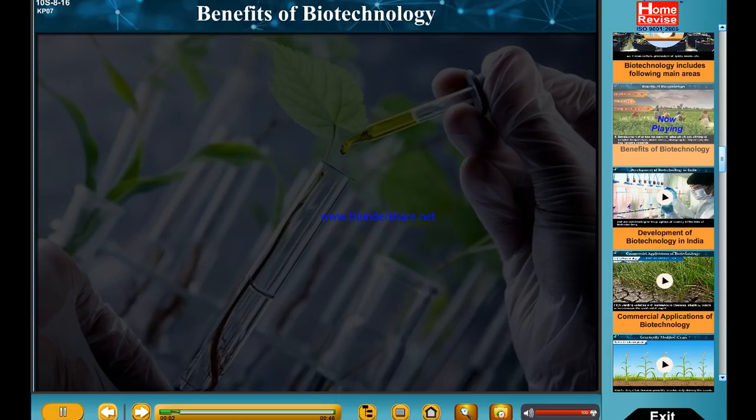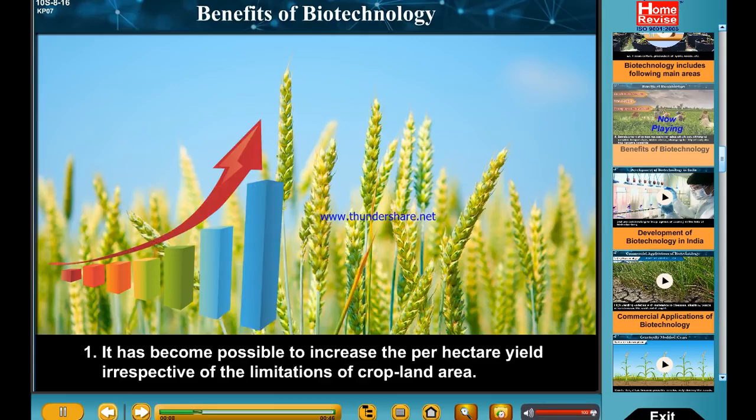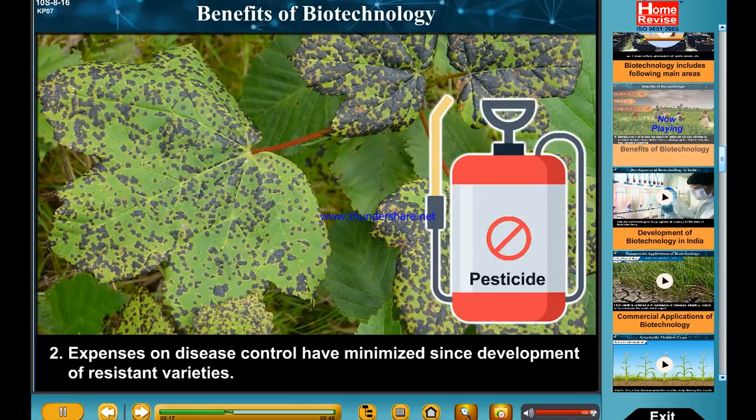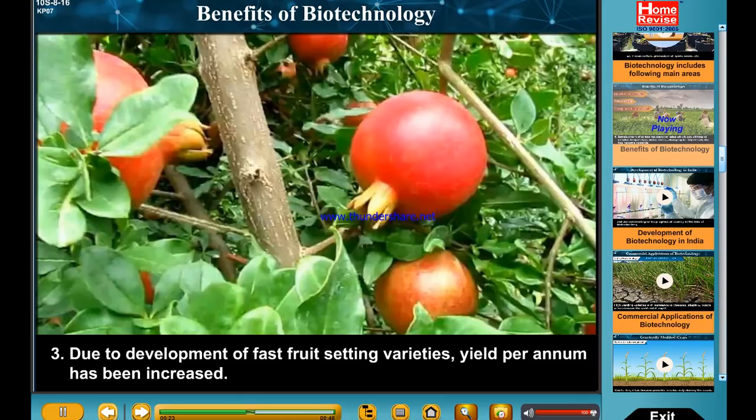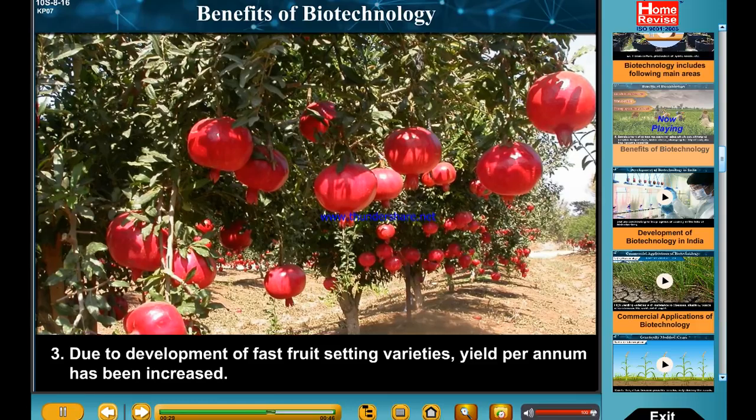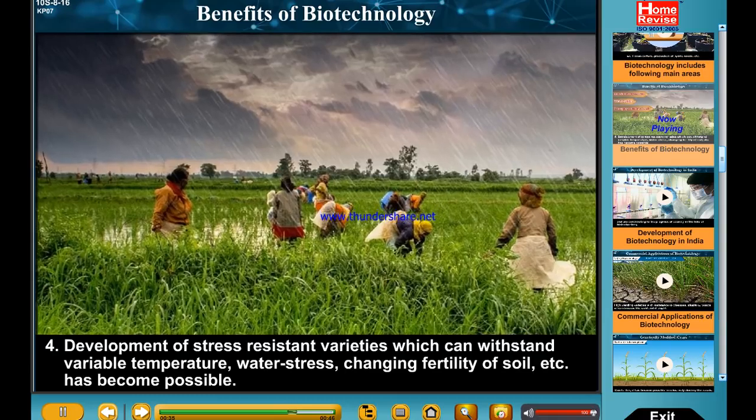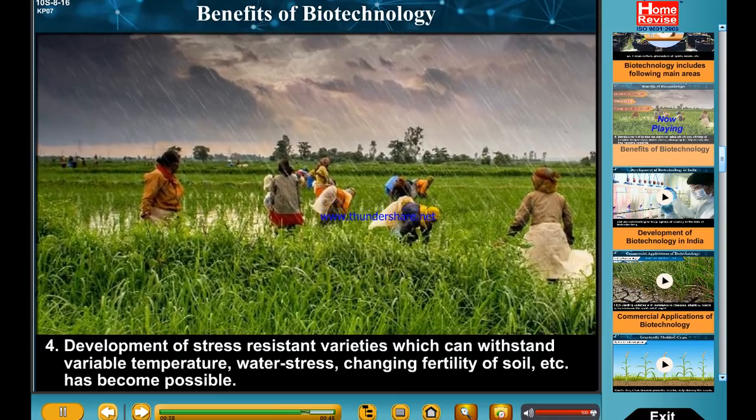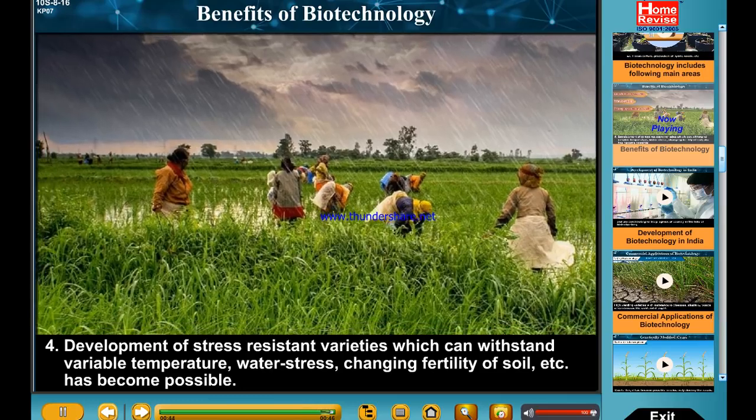Benefits of biotechnology. 1. It has become possible to increase the per hectare yield irrespective of the limitation of cropland area. 2. Expenses on disease control have minimized since development of resistant varieties. 3. Due to development of fast fruit-setting varieties, yield per annum has been increased. 4. Development of stress-resistant varieties which can withstand variable temperature, water stress, changing fertility of soil, etc. has become possible.